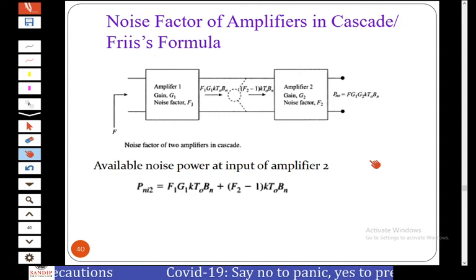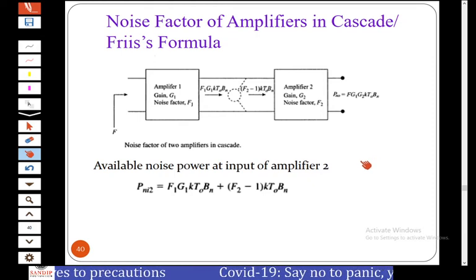Welcome back, students, to the session on communication, analog communication, unit number 5, that is noise. In the last session we studied the signal to noise ratio. In this session we need to study the noise factor of amplifiers in cascade, commonly known as the Friis formula.